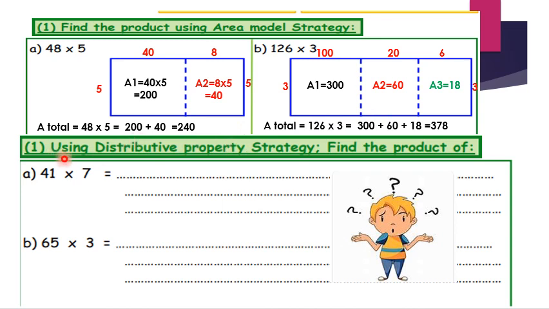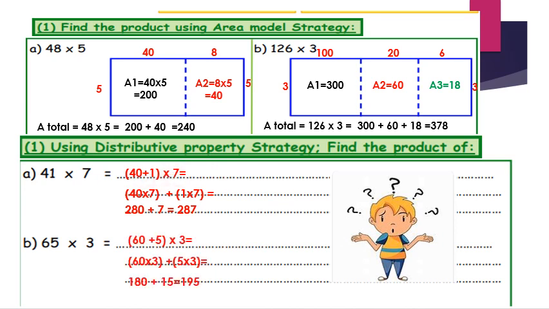Exercise number 8, 41 by 7. The first step, I'm going to break 41 into two parts, which is 40 plus 1. So it will be 40 plus 1, times 7. I will take 40 by 7 the first time, 1 by 7 the second time, and add between them. 40 by 7 equals 280, 7 by 1 equals 7, 280 plus 7 equals 287.